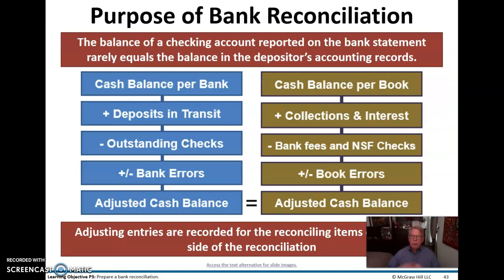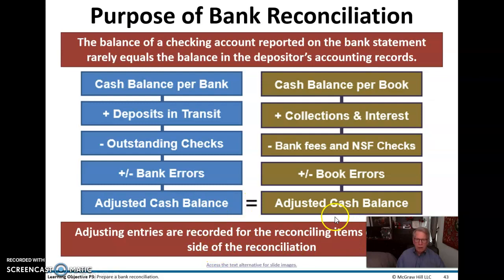So here they're showing basically what I just went through. We start with the balance for the bank, add deposits in transit, subtract outstanding checks. If there are any bank errors, we add or subtract those, and we get an adjusted cash balance. On the book side, we start with the balance for the books, add any collections and interest, subtract any bank fees or NSF checks. We might have made some mistakes, so we add or subtract those, and we get an adjusted cash balance. These two items should be the same.